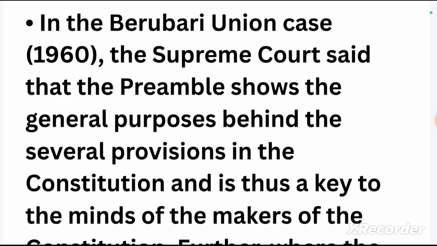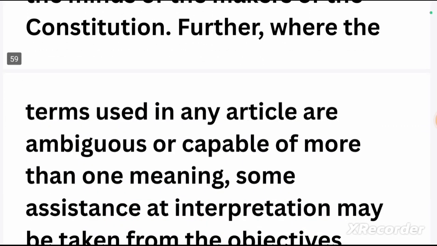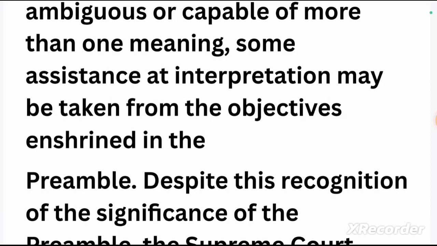In the Berubari Union Case 1960, the Supreme Court said that the preamble shows the general purpose behind the several provisions in the Constitution and is thus a key to the minds of the makers of the Constitution. Further, where the terms used in any article are ambiguous or capable of more than one meaning, some assistance in interpretation may be taken from the objectives in the preamble.